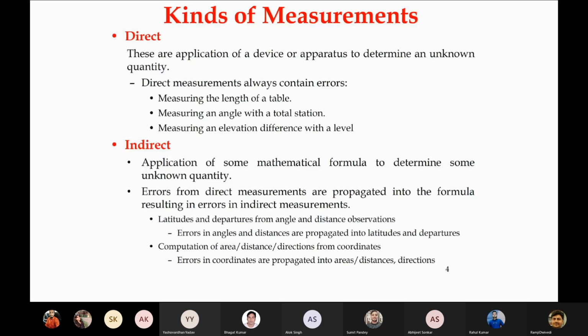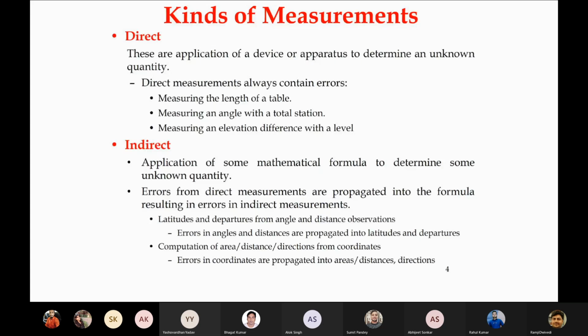What are indirect measurements? That means where you apply a mathematical formula to get the values of the indirect quantity. Suppose the area, which I've just explained to you. For finding the area, you multiply the length and width. Errors from direct measurements are propagated with the help of this mathematical model or formula, resulting in errors in indirect measurements. So what is really happening? From one measurement with error, you are getting another, indirect measurement with another error. We'll discuss in detail how this propagation of errors can be explained.